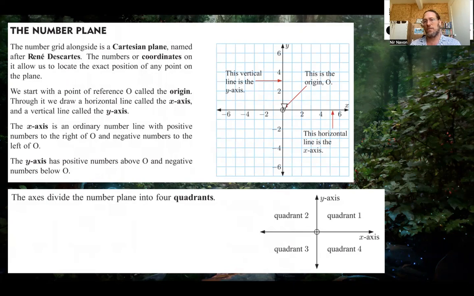When it's positive, it goes to the right. When it's negative, to the left. Positive for the Y goes up, negative goes down. Those are the 4 quadrants. Quadrant 1, when both X and Y are positive. Quadrant 2, when the Y is positive, the X is negative. 3, both are negative. And 4, the X is positive, but the Y is negative.